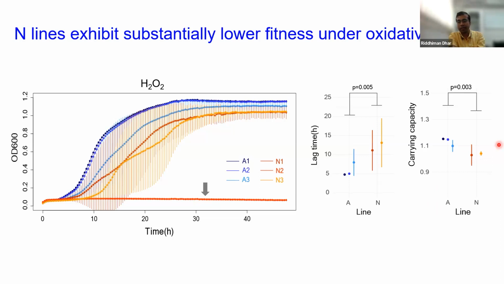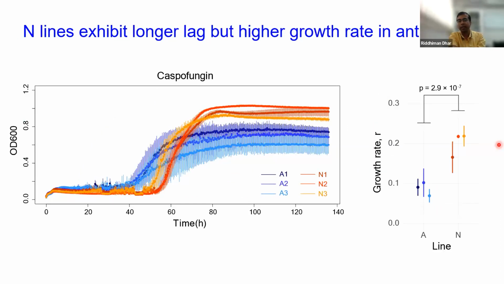But interestingly, N lines exhibit longer lag but higher growth rate in antifungal compounds. This was true for both antifungal compounds. I'm just showing the results for one antifungal compound, caspofungin. So what you see is that N lines tend to have a really long lag phase, but then once they start growing, they grow really fast and they actually reach higher saturating concentration. So you can see that growth rate is higher, but the lag time is longer. And these are very long time scales, around 60 hours. This is what is happening.